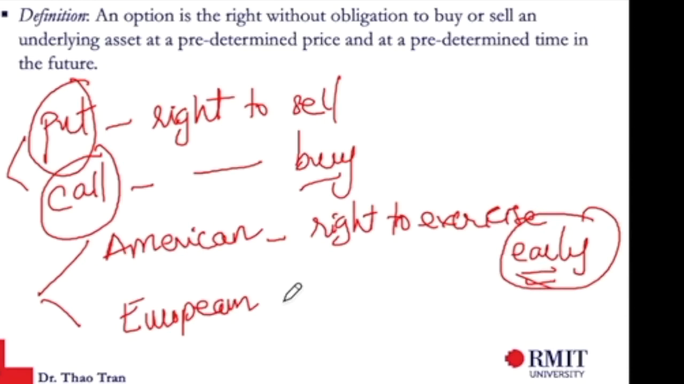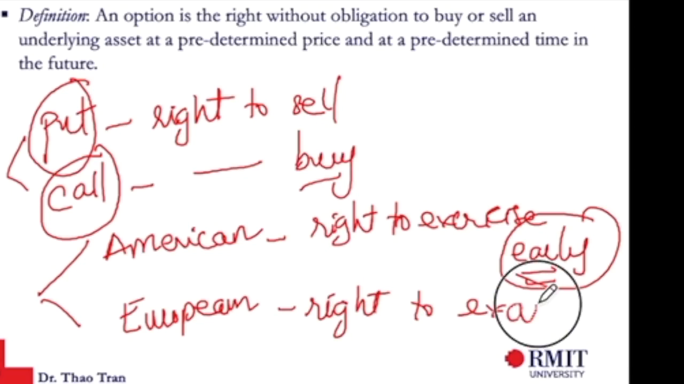And for the European option, it means that you can only exercise at time T, the expiration date. If I buy the European call option, it means that I only have the right to buy the financial calculator in 7 months from now when the semester starts, at the expiration date only. And for American, I can buy it early, anytime I want.